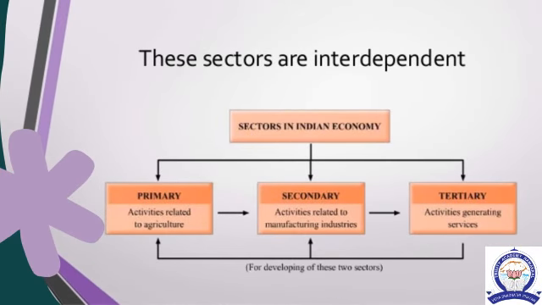Agriculture and industries are helpful in the economic development of our country. Our country's economy is based on three economic activities, that is, primary activities, related to agriculture, secondary activities, related to manufacturing industries, and the third one is tertiary activities, generating services. These sectors are interdependent.